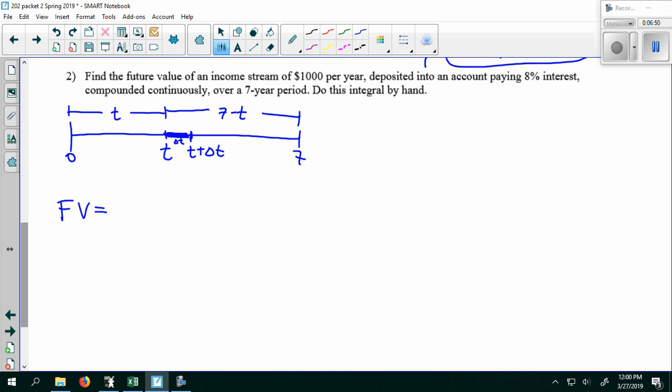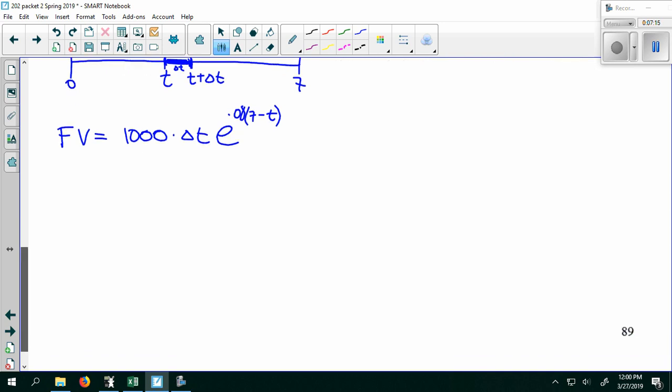So the amount of money that comes in on this little slice of time is $1,000 per year times delta t years. And then I'm going to send that forward into the future for 7 minus t years, earning 8% interest. So that's the future value of my tiny slice. And then I'm going to add up all those slices.